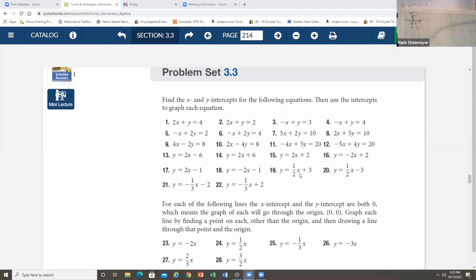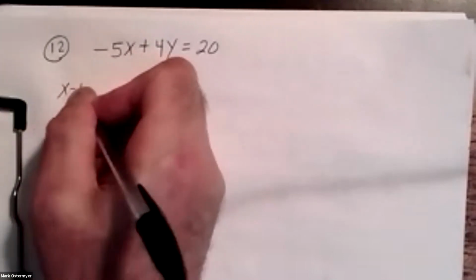Let's see. We could do one like number 12. For number 12, we have a linear equation, and they want us to find its x and y intercepts, and then use those intercepts to graph the equation. So we have -5x plus 4y is equal to 20. There's our equation.